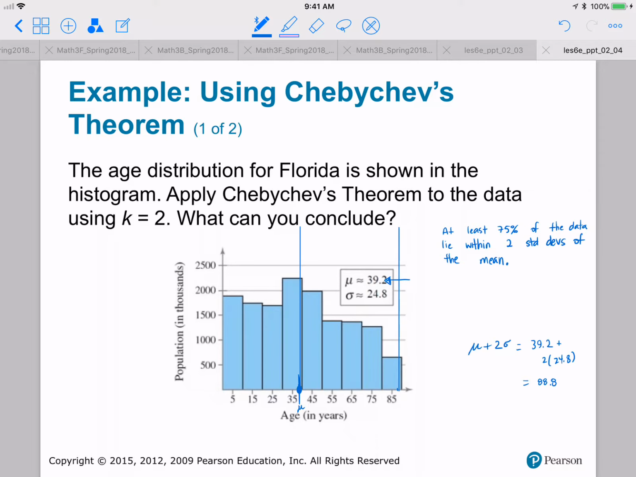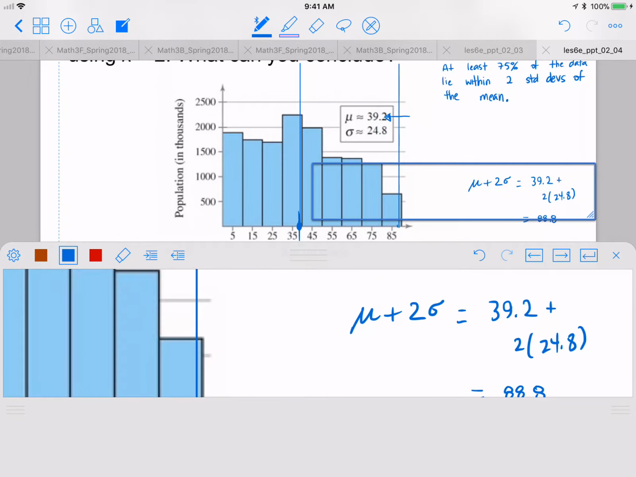Okay, and now what about 2 standard deviations below the mean, which would be mu minus 2 sigma. Okay, let's see here. Well, that is negative 10.4.